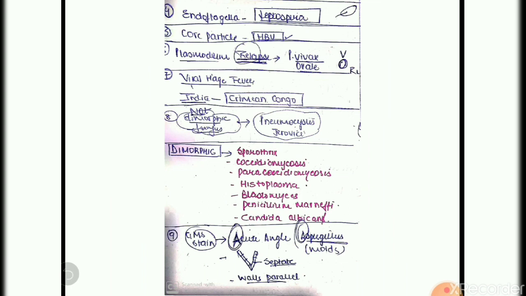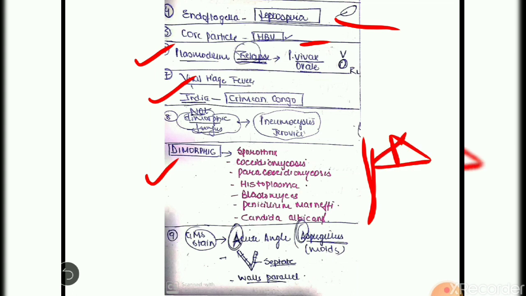Now Leptospira has endoflagella. Core particle is seen in HPV. Plasmodium has a relapse. So relapse in vivax and ovale. Then viral hemorrhagic fever in India is the Crimean-Congo. Now, which is not a dimorphic fungus? Let's talk of dimorphic fungus. It is Sporothrix, Coccidioidomycosis, Paracoccidioidomycosis, Histoplasma, Blastomyces, Penicillium marneffei, and Candida albicans. They all are very important.